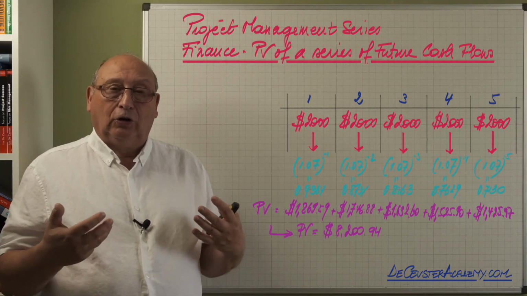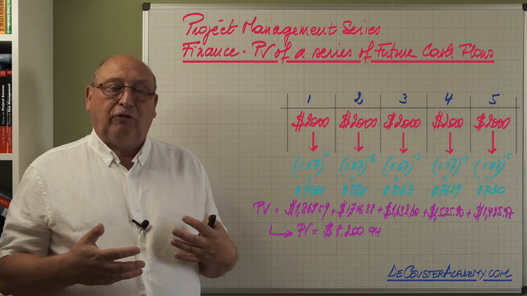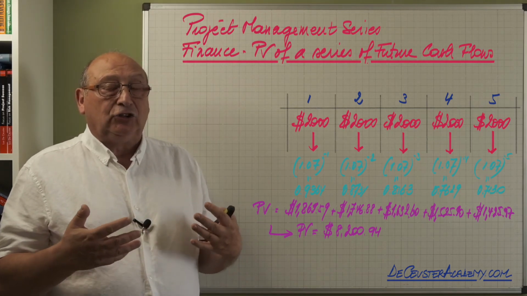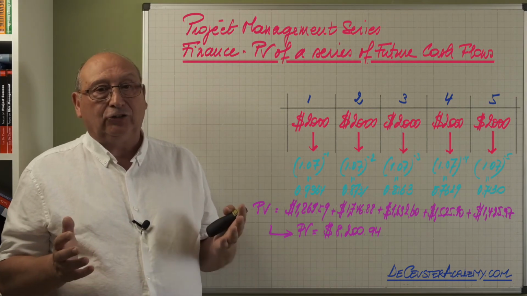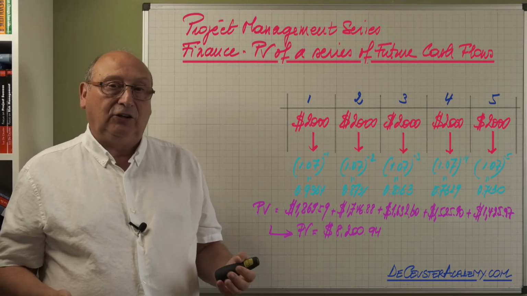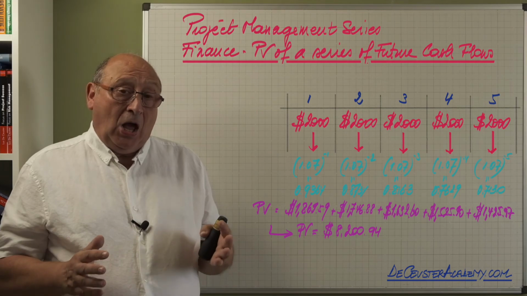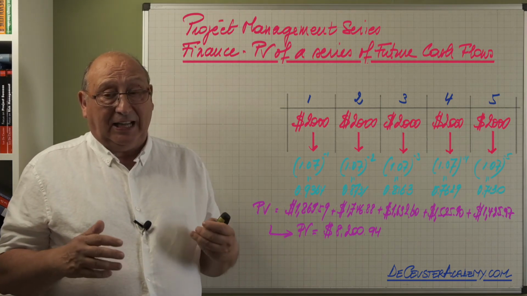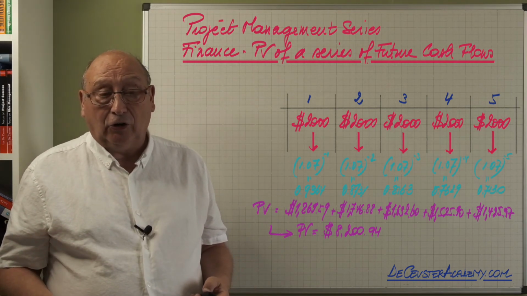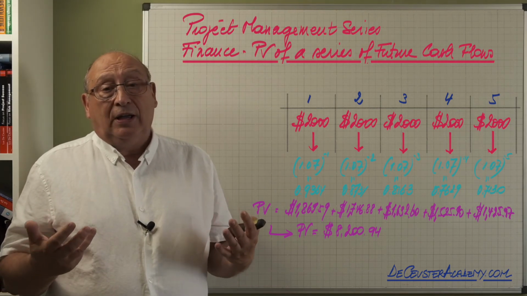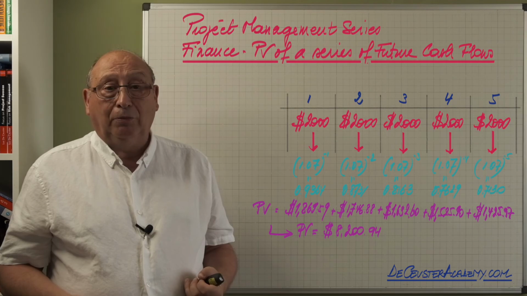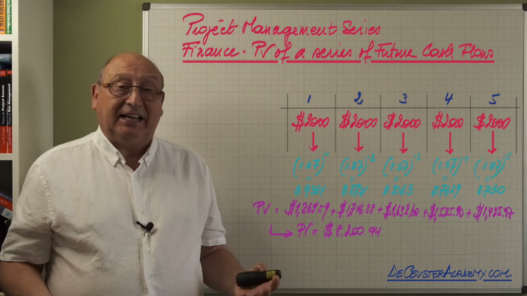So the total present value of all those cash flows is the sum of those present values, and this is equal to $8,200.94.